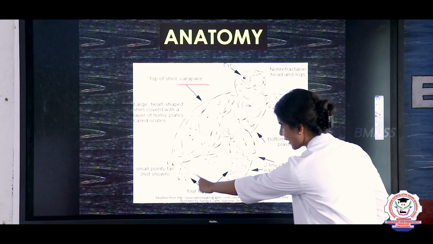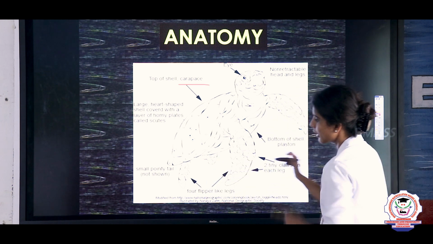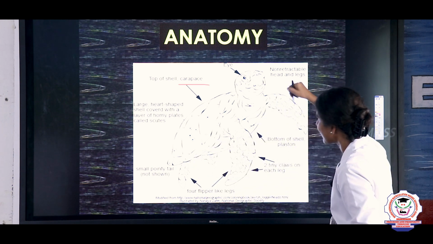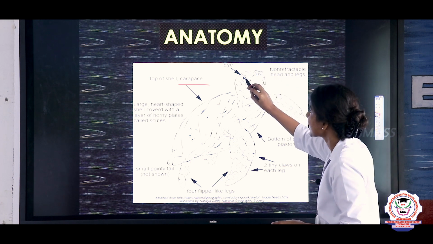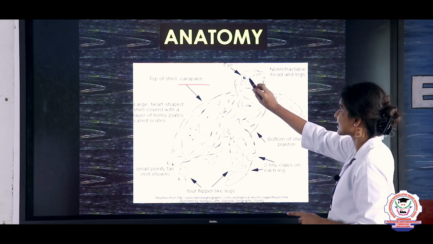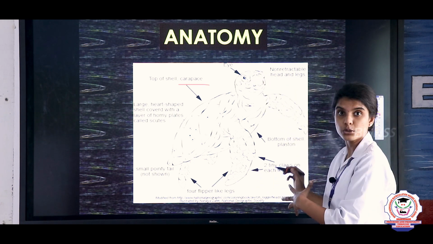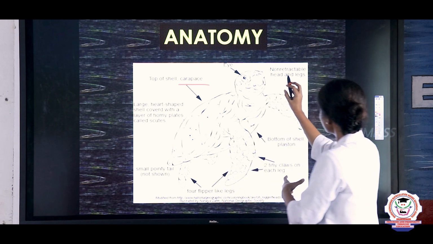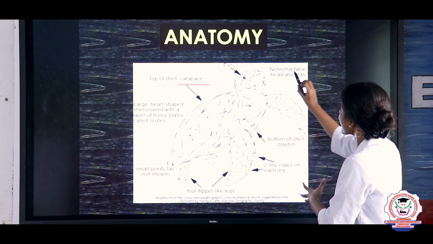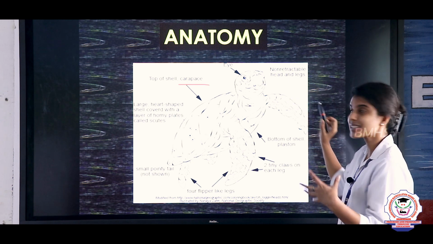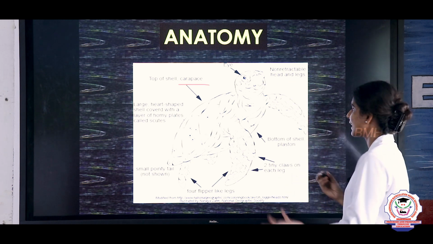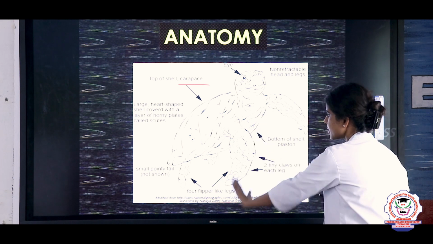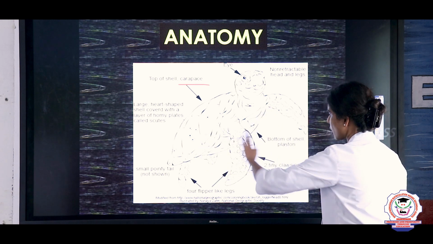Look here, 1, 2, 3 and 4. Yes, it has 4 flipper like legs. And it has an eye. I told you this also has a rib cage like mammals and invertebrates. It has non-retractable head and legs, and the bottom of the shell is called plastron.